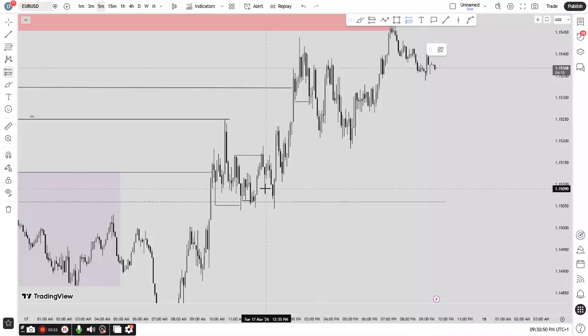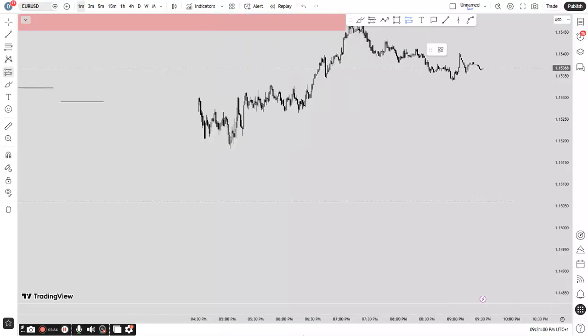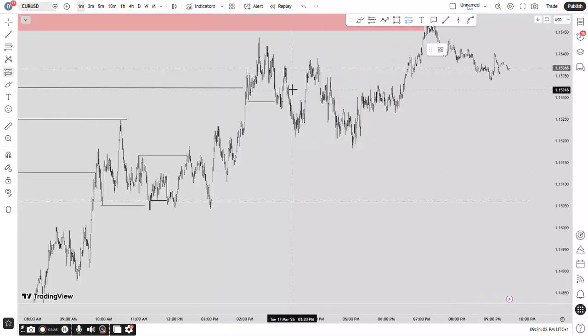I think this was here. Was it here? No, we had this. I think internally. Let's go 1 minute. Yeah, so I saw this. Where is it? Oh, over here. So I saw this liquidity right here. I was skeptical at first, to be honest.